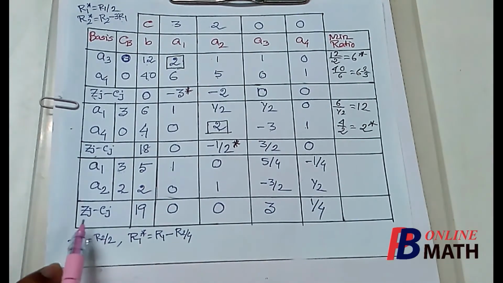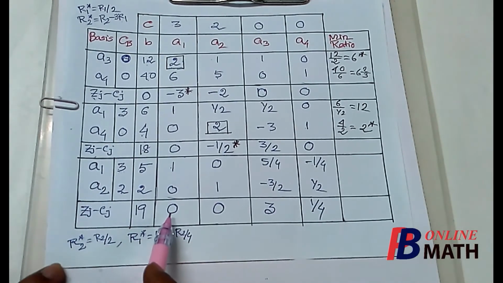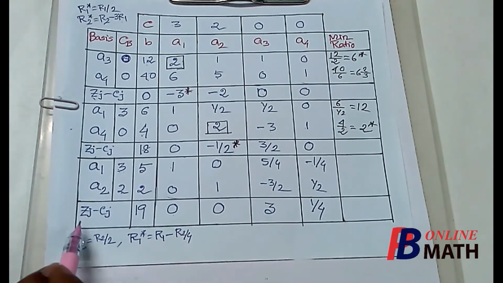So we have found all the values of Zj minus Cj. Now here we have found that all the values are non-negative: 0, 0, 3 and 1 by 4. So all the values of Zj minus Cj are non-negative. Therefore the optimal condition is satisfied. So therefore the solution is optimum.